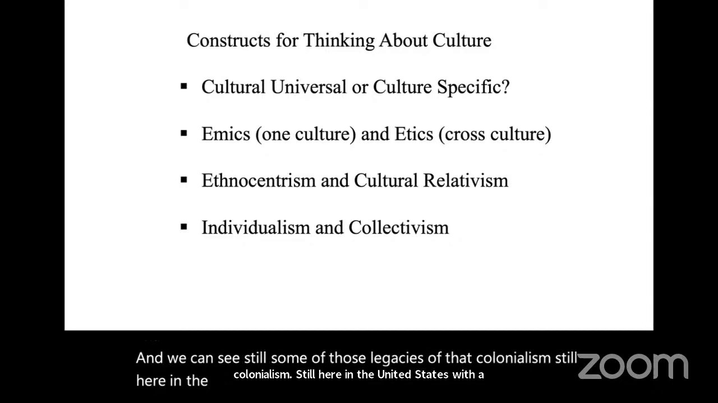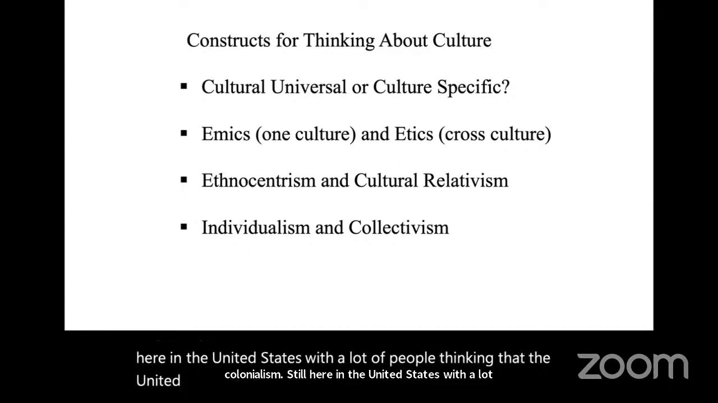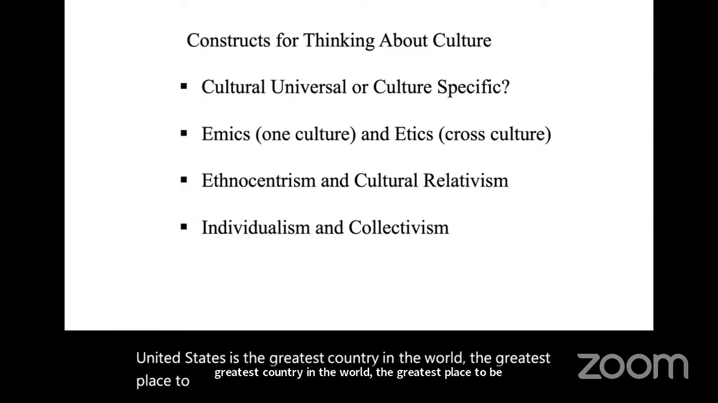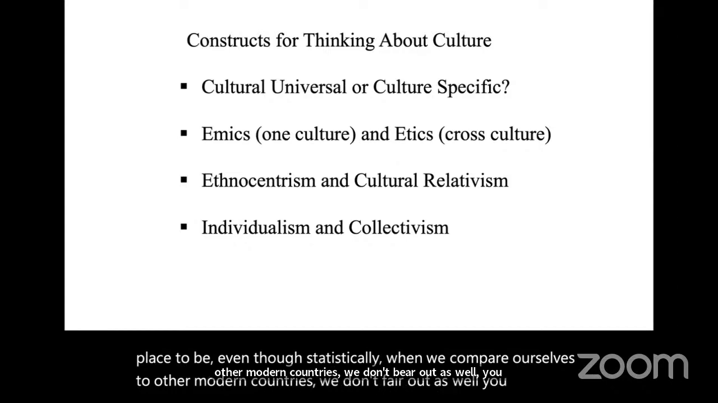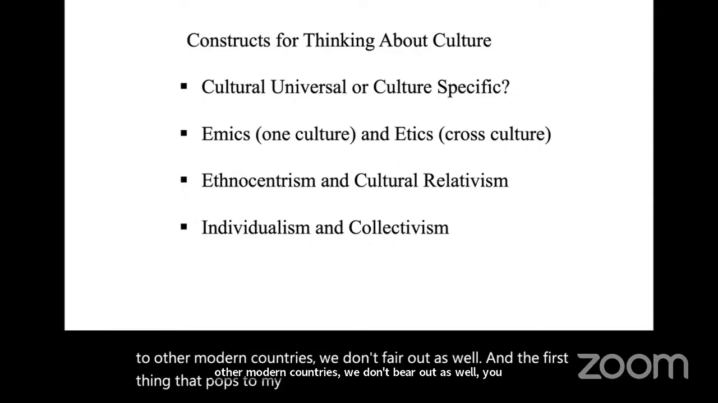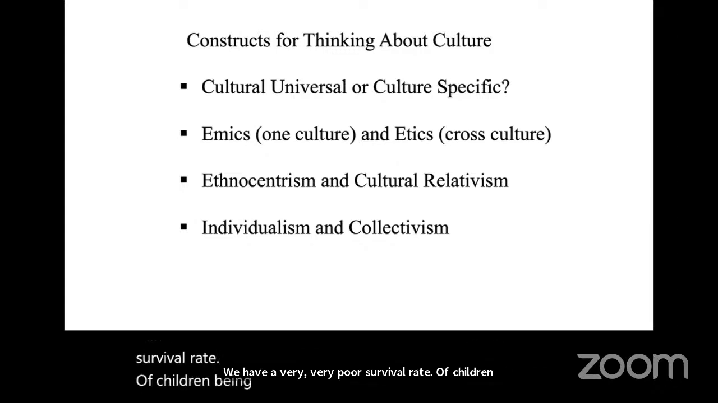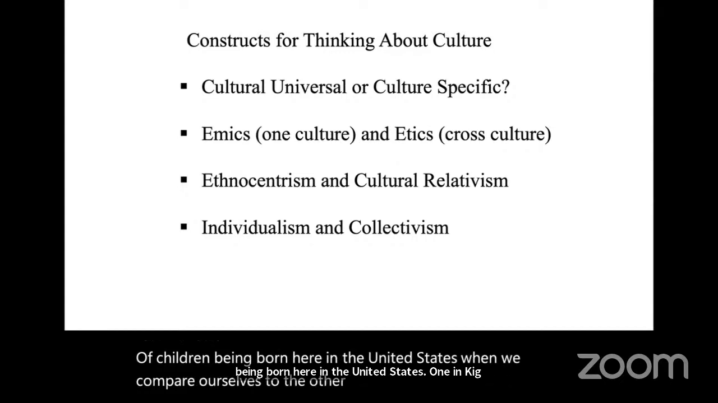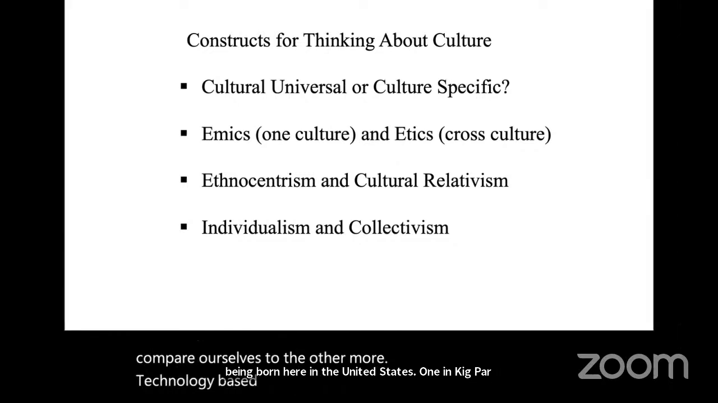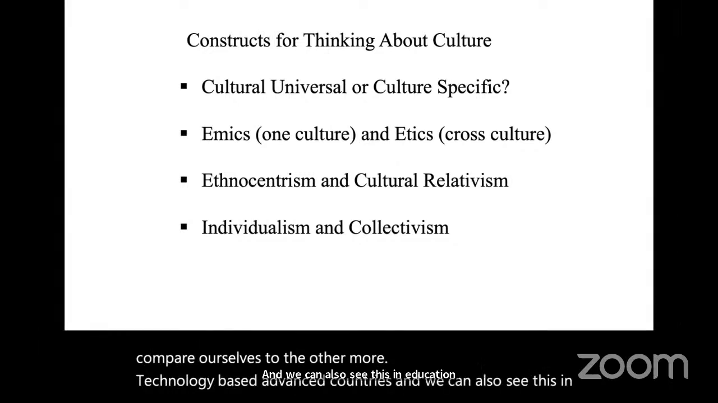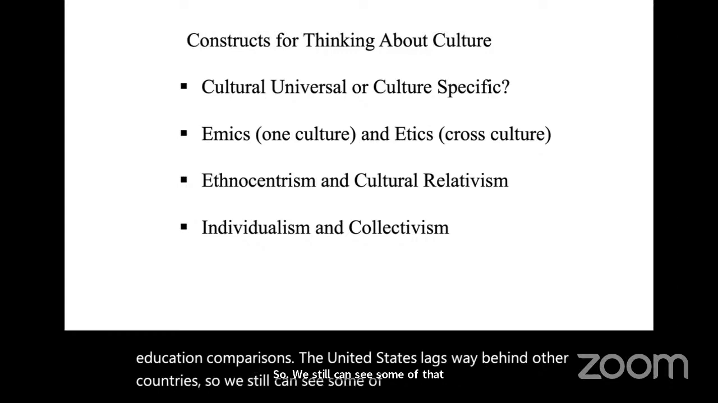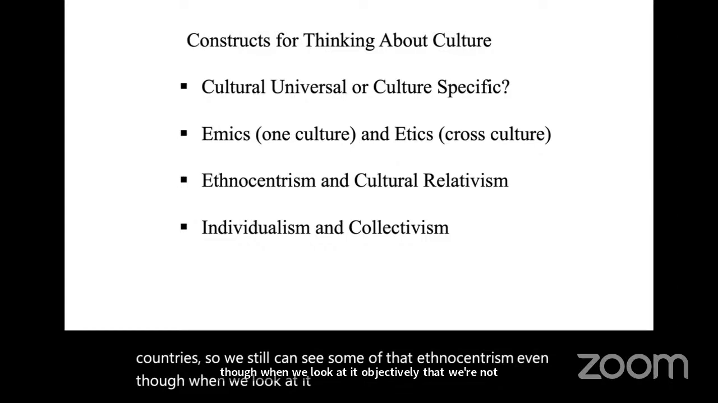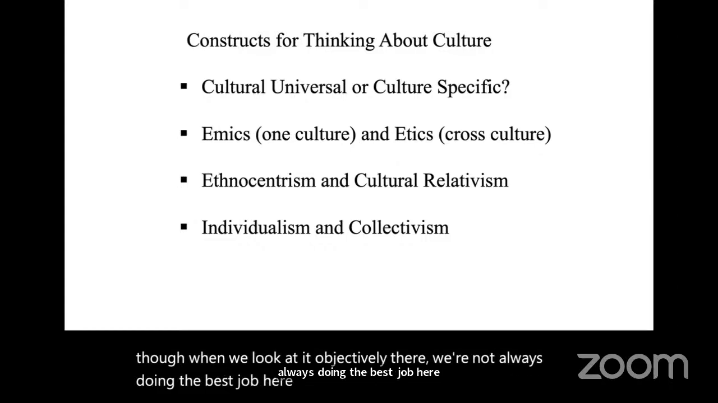A lot of people think that the United States is the greatest country in the world, the greatest place to be, even though statistically, when we compare ourselves to other modern countries, we don't fare as well. The first thing that pops to my mind is birth. We have a very, very poor survival rate of children being born here in the United States when we compare ourselves to the other more technology-based advanced countries. We can also see this in education comparisons. The United States lags way behind other countries. So we can still see some of that ethnocentrism, even though when we look at it objectively, we're not always doing the best job here with our youth and with our families.